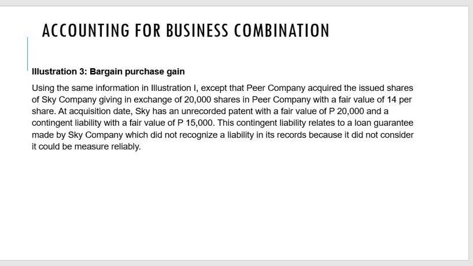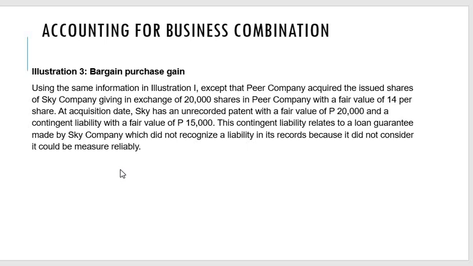Okay? So for the last illustration, for 100% stock acquisition, what if we have a bargain purchase gain? Using this illustration, in illustration 1, except that Peer Company acquired issued shares of Sky Company in exchange of 20,000 shares in Peer Company with a fair value of 14 per share. So our consideration is 20,000 shares, but the fair value is 14.